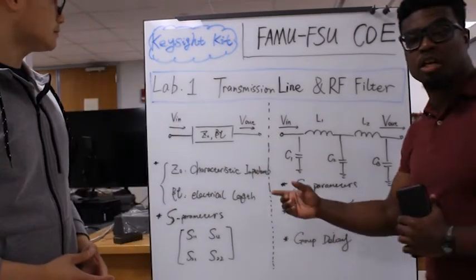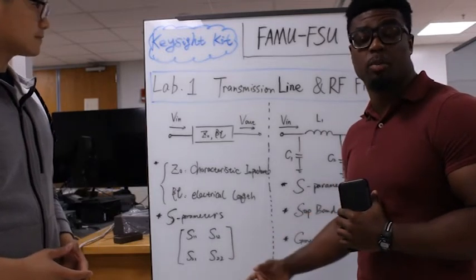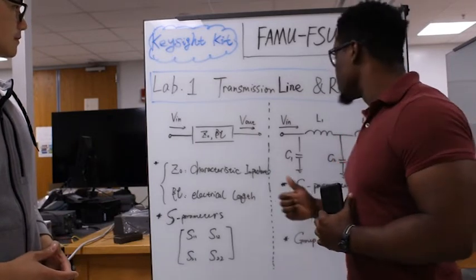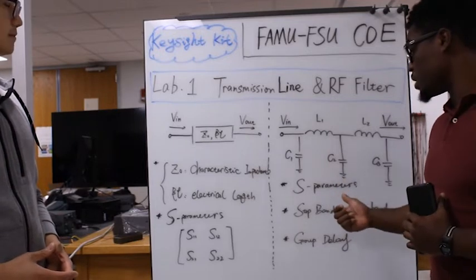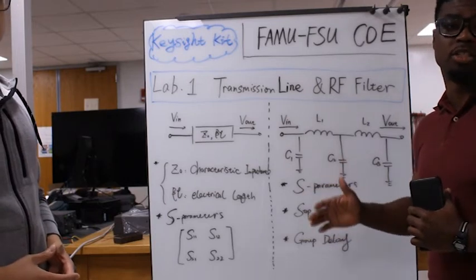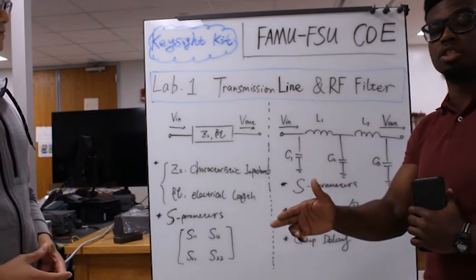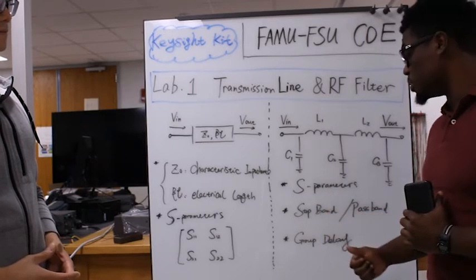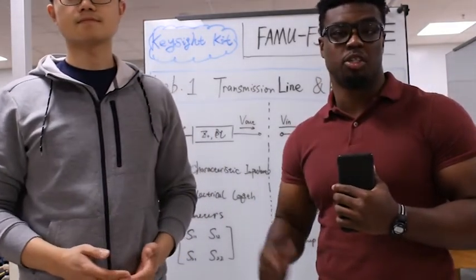So for the transmission line, the key parameter that we're measuring is the S parameter, which is a complex number derived from the magnitude and the phase of the system. Switching over to the RF filter, the key parameters that we're measuring are the S parameters and the stop and pass band. Stop and pass band will allow us to know at what frequency the filter operates and what frequencies it will allow to pass through the system. And finally, for the RF filters, we're also going to be measuring the group delay. But now we'll go into the experiment that Tom will conduct.